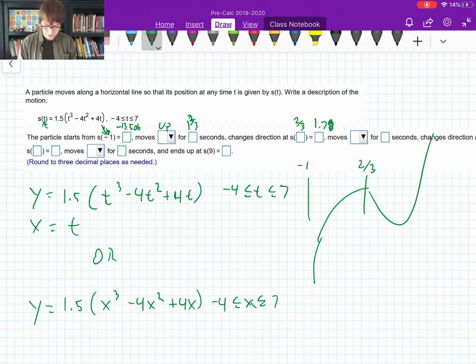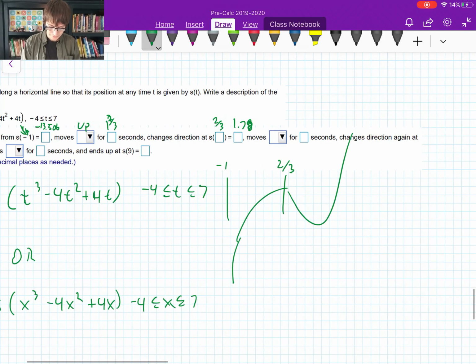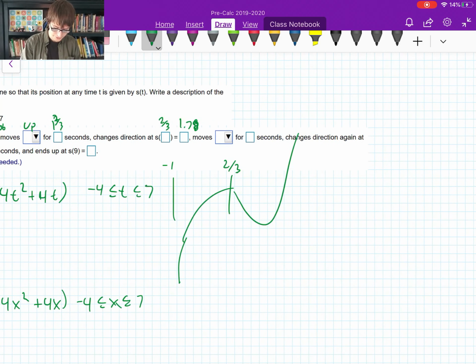And then what does it do next? Well, we know from the graph that it moves down for a little bit. After it finishes that, it goes in the downward direction. So we went up. Now we're going down. And it's going to go down until it hits this valley down here. And we've got to figure out what the value of that valley is. What is that?